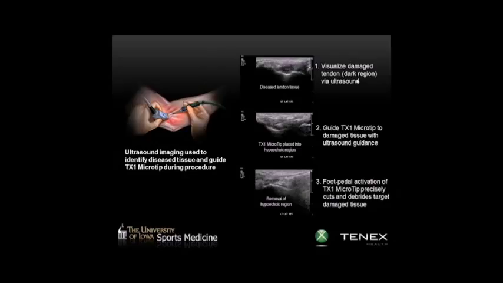The ultrasound is used to identify the tissue and to guide the tip to the pathologic tissue during the procedure. As we see here, this is an example of a common extensor tendon at the elbow. You can see the obvious region of hypoechogenicity, the dark area within the tendon fibers that represents the tendinosis or diseased tissue. And then you can see the TX1 microtip being guided nicely into that area and then activated with the foot pedal to remove the damaged tissue.